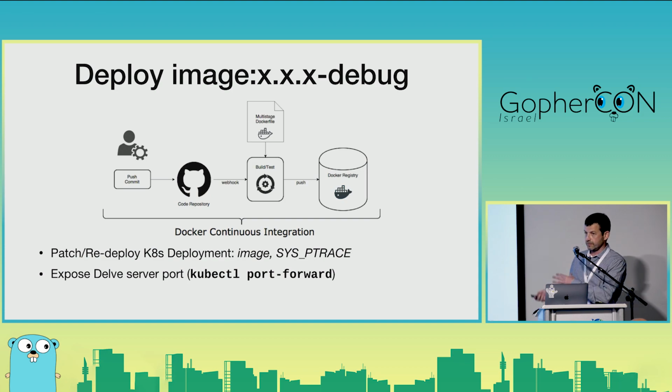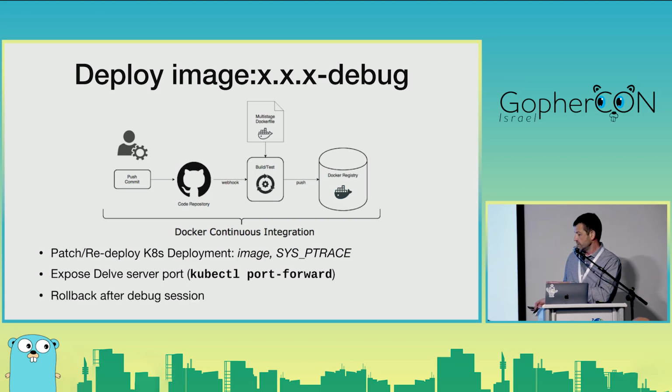Then you do port forwarding, sending the traffic from the Delve remote port to the localhost. And you can start debugging your application. And don't forget to roll everything back after you finish your debug session.